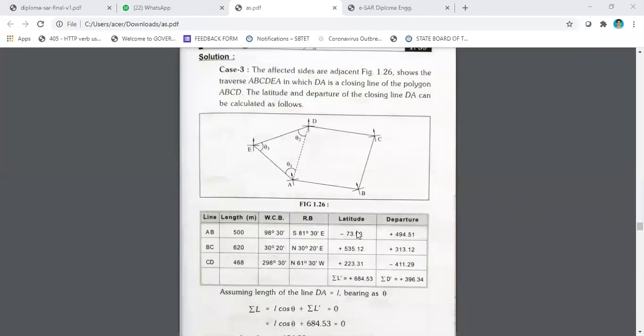First step, latitude is L cos theta and departure is L sin theta. Regarding the sign conventions I was talking about, for southings you should put minus in latitudes and northings plus in latitudes. Similarly, for eastings in departure you have to put plus, and for westings you need to put minus in departure. Then you calculate sigma latitude and sigma departure. The missing line DA will have the same magnitude in the just opposite direction.